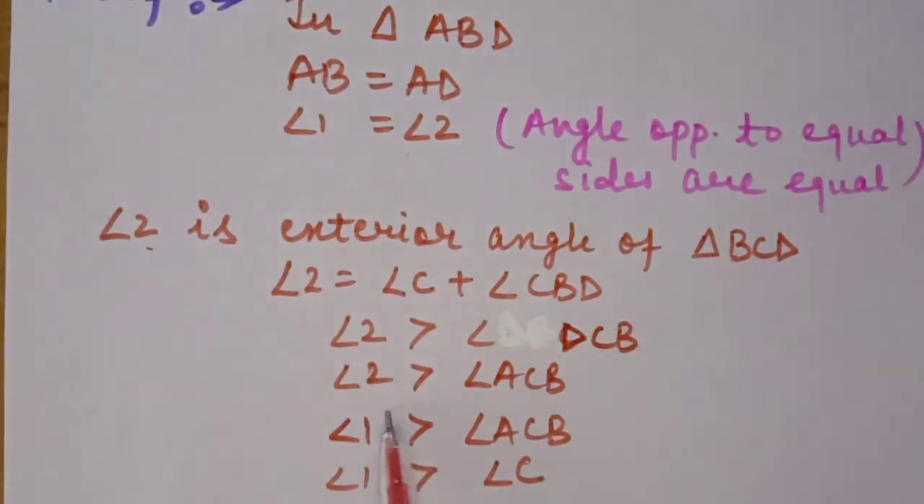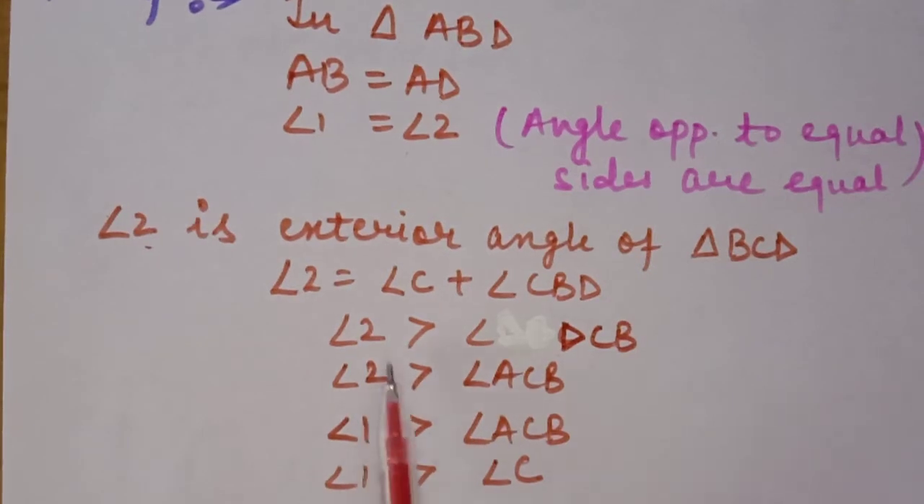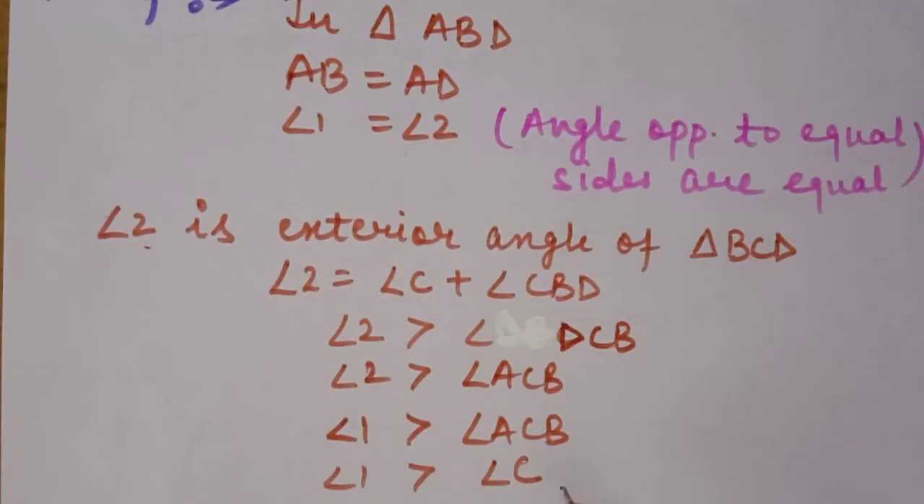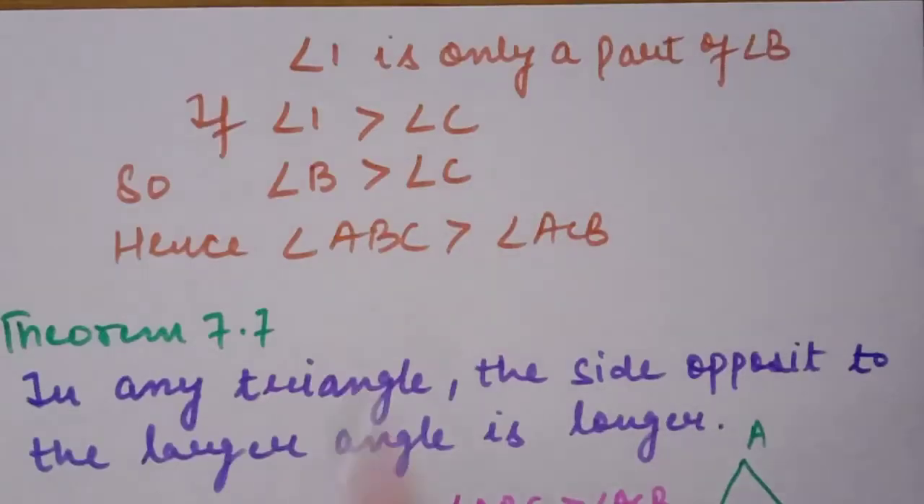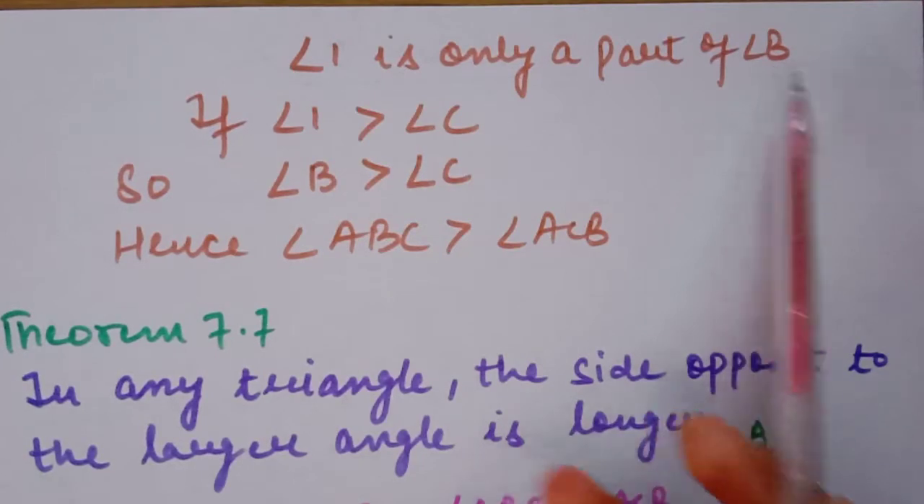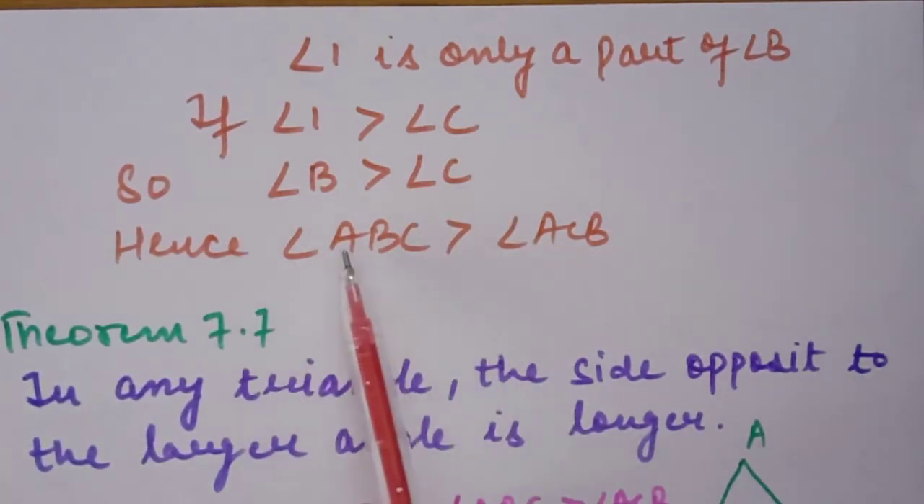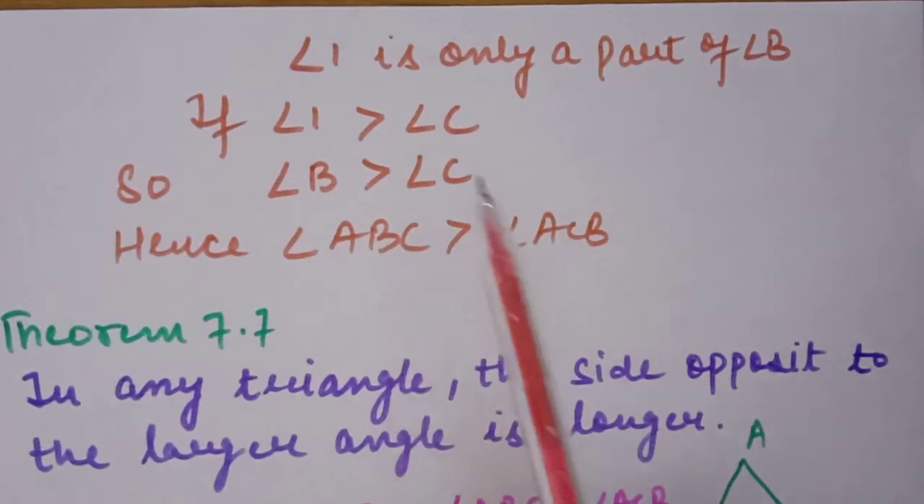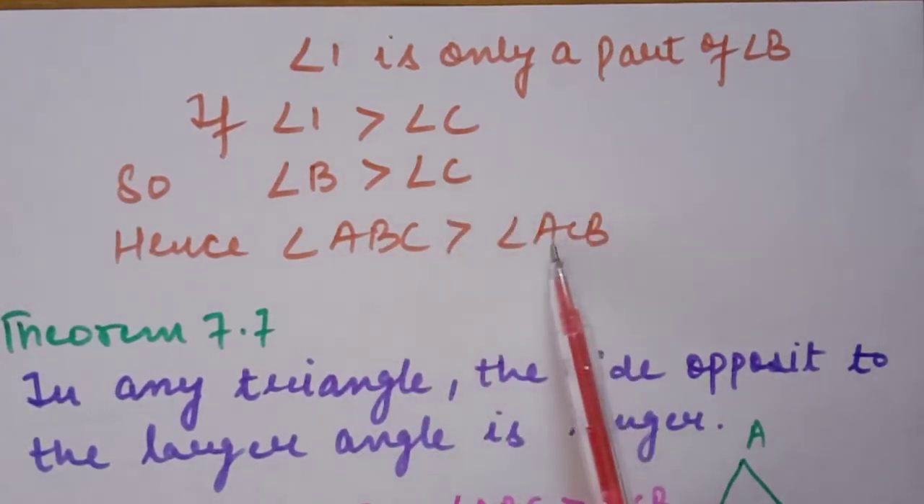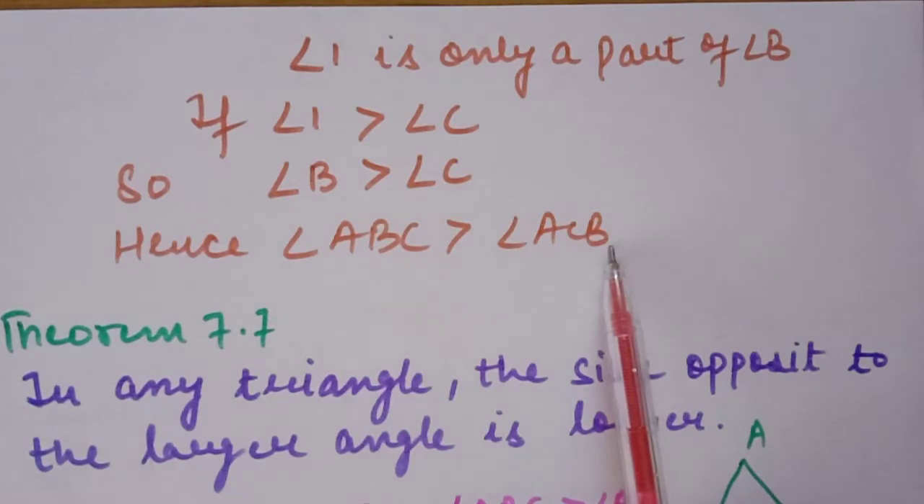Now some of the students are thinking how I changed angle 2 to angle 1, because we know it very well, angle 1 and 2 are equal to each other. If angle 2 is greater than angle C, then definitely angle 1 is also greater than angle C. Angle 1 is only a part of angle B. If angle 1 is greater than angle C, then definitely angle B is also greater than angle C. Hence, angle ABC, the full form of angle B, is greater than angle C. The full form of angle C is ACB. Hence, proved. This is your theorem 7.6.